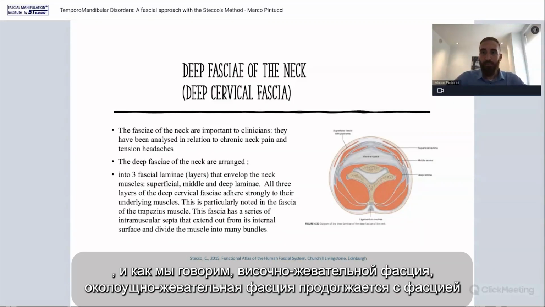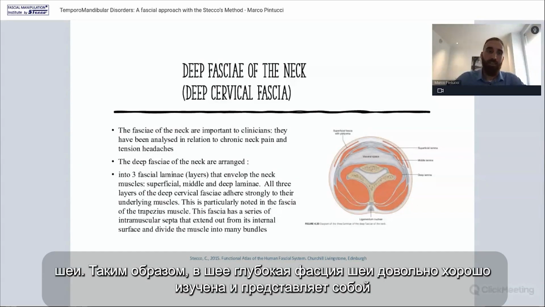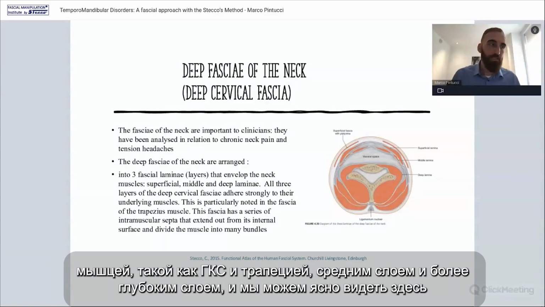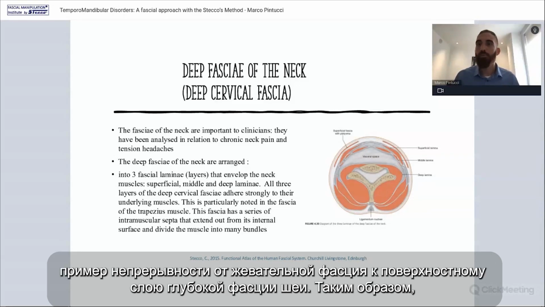And as we said, the parotid masseteric fascia continues with the fascia of the neck. In the neck, the deep fascia is quite well studied and has a three-layer structure, with a more superficial layer that is related to muscles such as the sternocleidomastoid and the trapezius, a middle layer, and a deeper layer. And we can see clearly here the continuity, for example, from the masseteric fascia to the superficial layer of the fascia of the neck.